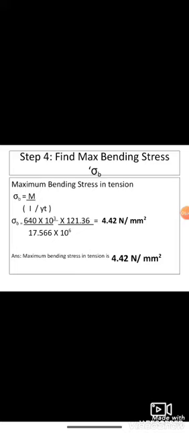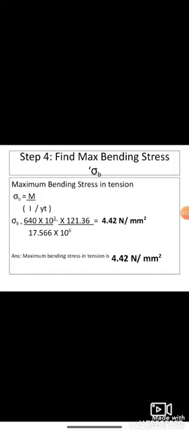Next we have to find maximum bending stress in tension. Same formula, everything same except the YT changes. So sigma b is equal to M divided by bracket I divided by YT bracket close. We substitute the value. Sigma b is equal to 640 into 10 raised to 3 into YT ऊपर आ गया 121.36 divided by I, that is 17.566 into 10 raised to 6. Solving we get sigma b, maximum bending stress in tension, 4.42 Newton per mm square.